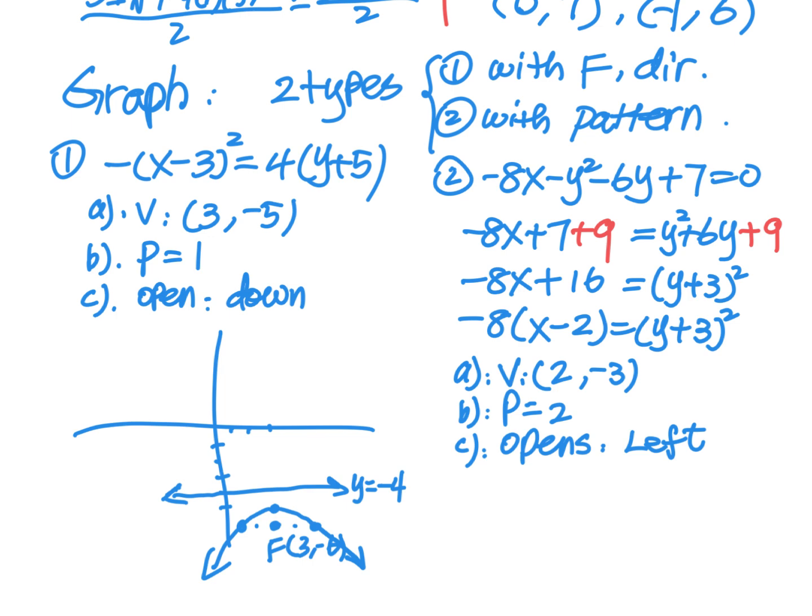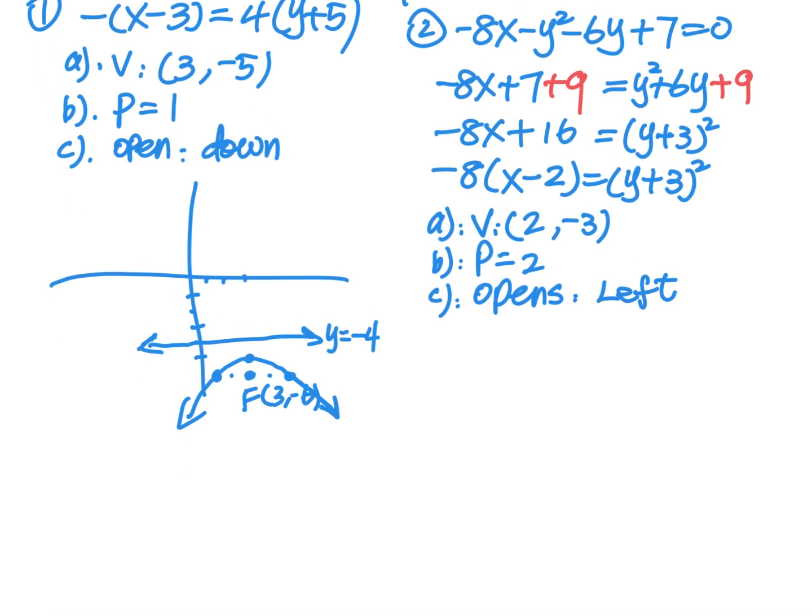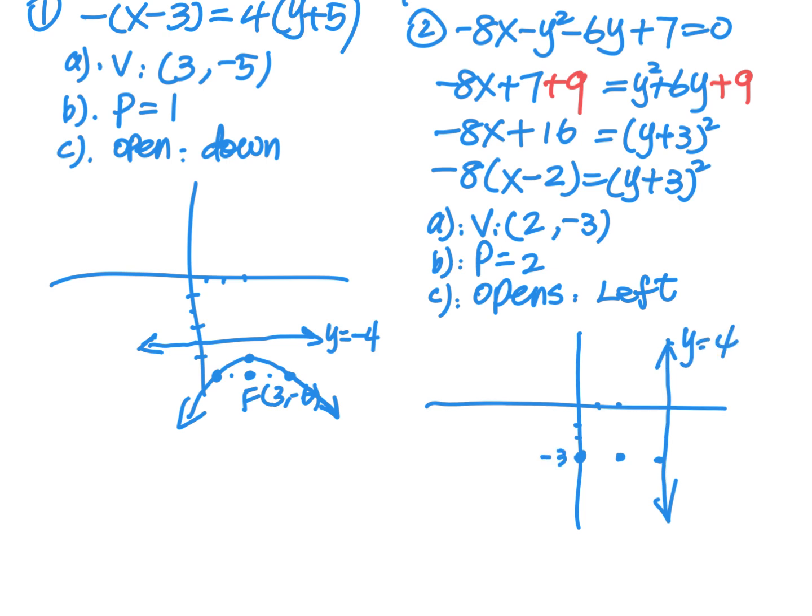So when we sketch this, x is 2, y equal to negative 3. 1, 2, 3, and vertex here. And since it's open to the left, this is the focus, this is the directrix. So the directrix is y equal to 4. And the focus, this is negative 3. x equal to 0, y equal to negative 3.